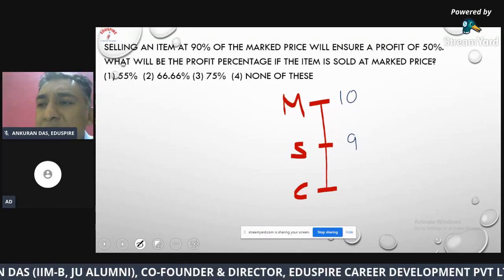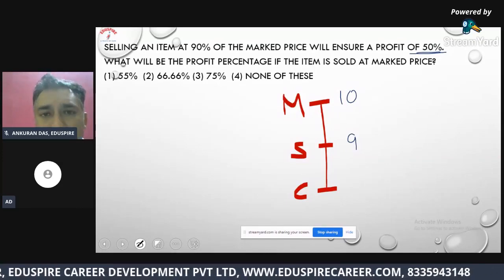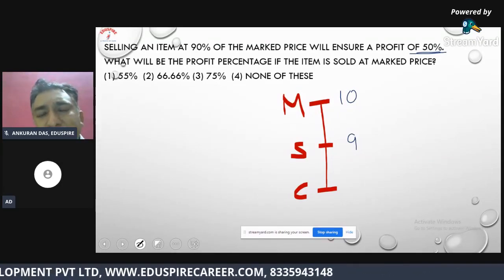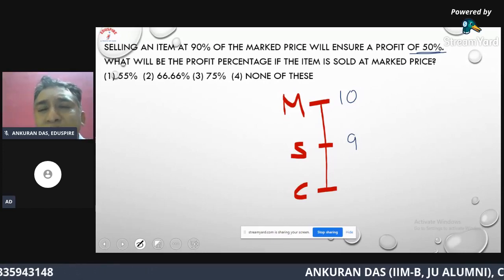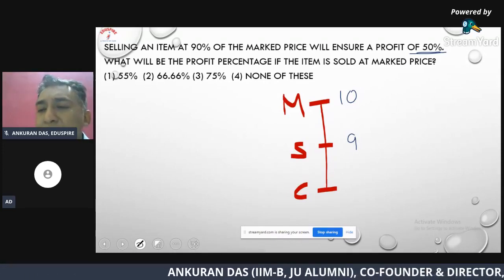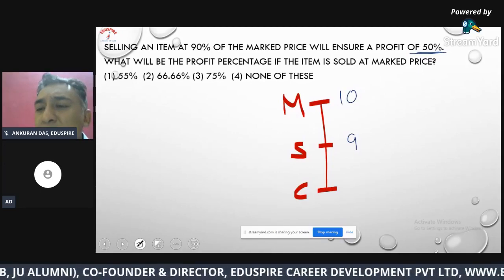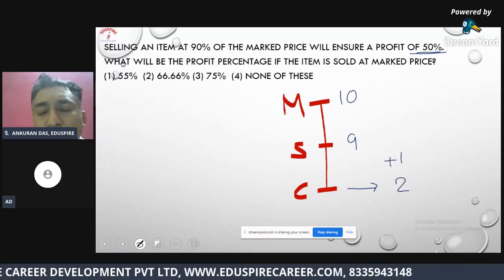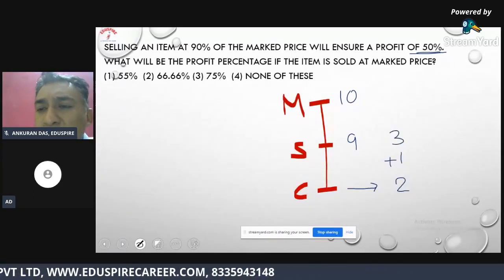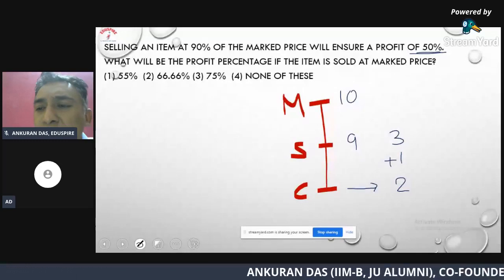On the other side, they have said this guy is earning a profit of 50%. Now, how do you represent that? 50% profit, please understand, 50% is half of what? It is half of cost price, that is the profit, which means if the cost price is 2 rupees, then the profit will be 1 rupee, and then the sales price will be 3 rupees. Or in other terms, just to equate these two numbers, you can multiply both the numbers by 3.